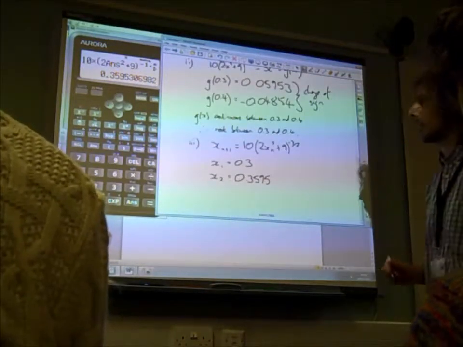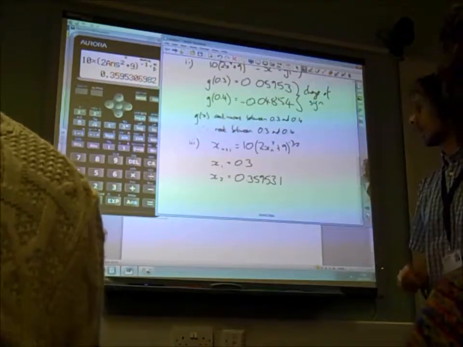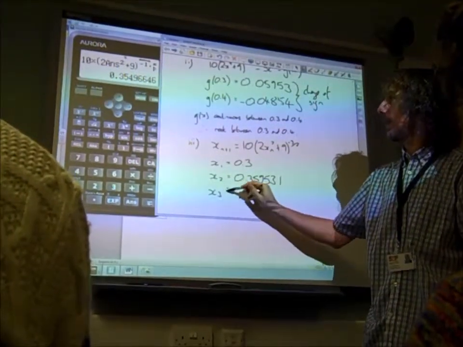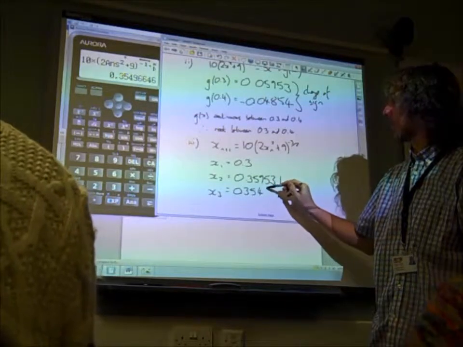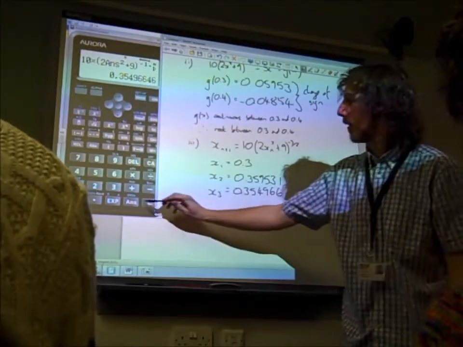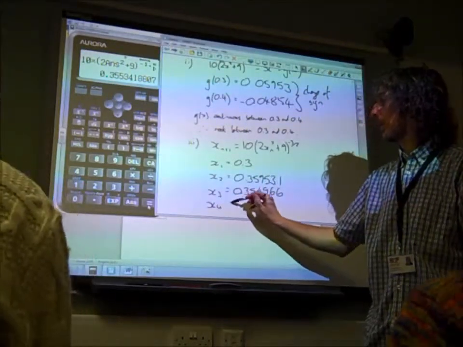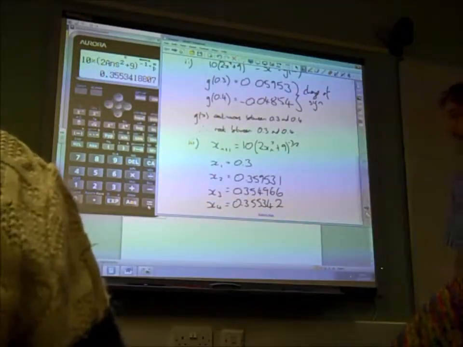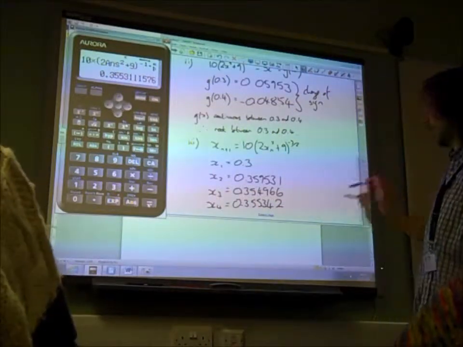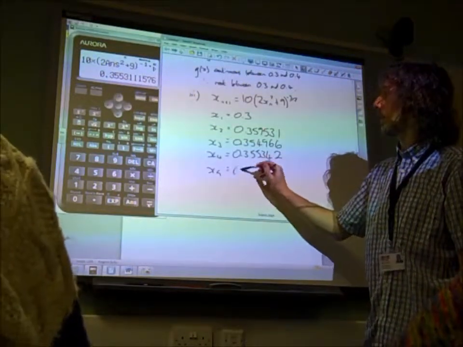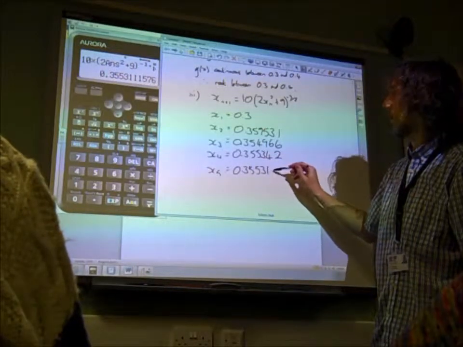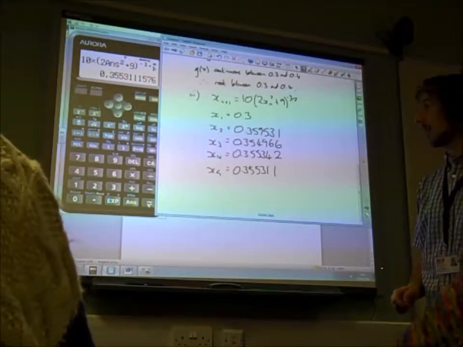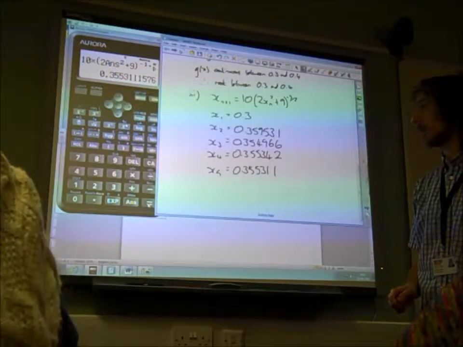How much accuracy do we want here? 4 decimal places, right, so we need to go a bit further than this. Let's go to 6, just to be absolutely certain. There we go. Let's do it again. X3 is 0.35496. X4, we've got 0.355342. Not quite there yet, are we? X5, 0.35531. We've had consecutive iterations that have given us an answer to 4 decimal places of 0.3553.